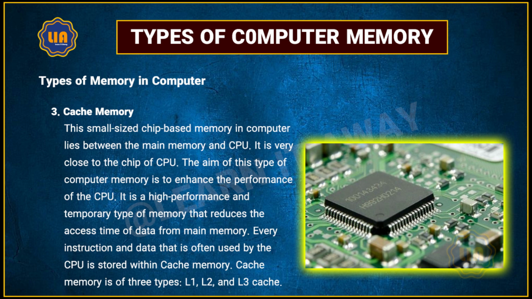3. Cache memory. This small-sized chip-based memory in computer lies between the main memory and CPU. It is very close to the chip of CPU. The aim of this type of computer memory is to enhance the performance of the CPU. It is a high-performance and temporary type of memory that reduces the access time of data from main memory. Every instruction and data that is often used by the CPU is stored within cache memory. Cache memory is of 3 types: L1, L2, and L3 cache.